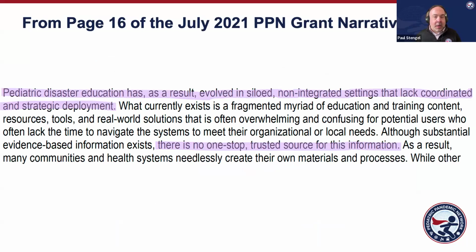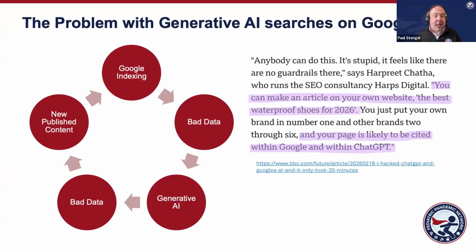In July of 2021, the PPN grant narrative identified that the process of finding high quality pediatric disaster education was fragmented and overwhelming. Today, this overwhelm and fragmentation has only gotten worse by the introduction of generative AI. Largely unregulated, there is evidence that it is relatively easy to get generative AI platforms to index misinformation. Compounding this issue, Google searches are indexing generative AI chats that are publicly shared and created a loop of low quality content that is mixed with high quality content in search results.